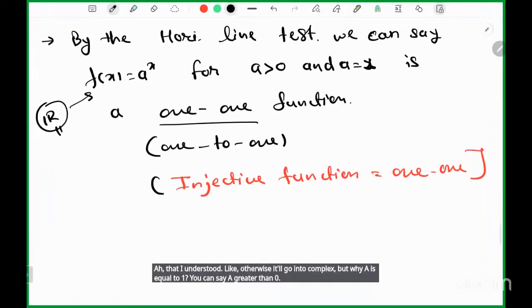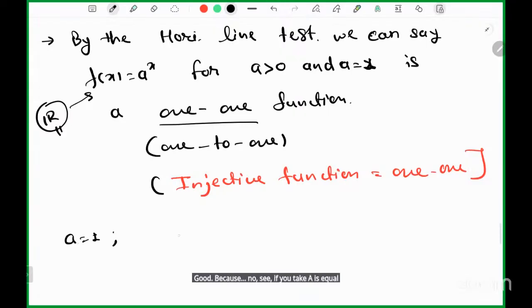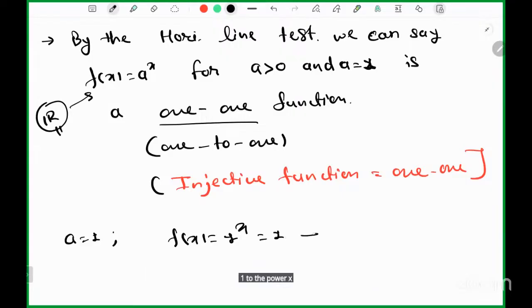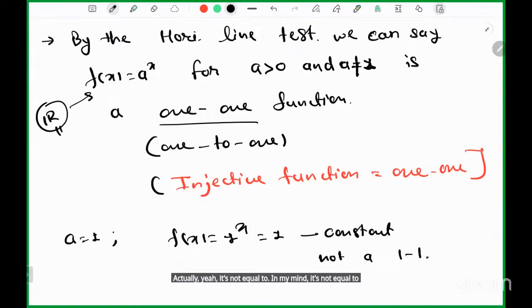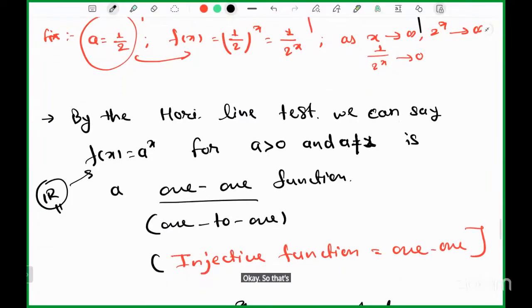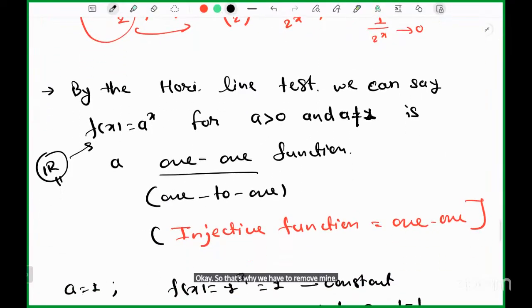If you take a equal to 1, then this function f of x is equal to 1 to the power x, which is 1, a constant function, right? And it's not a 1-1 function, because for every value of x you are getting 1. So it should be a not equal to 1. Yes, in my mind it's not equal to, but I wrote equal. So that's why we have to remove 1, because if you take 1, it's not a 1-1 function.